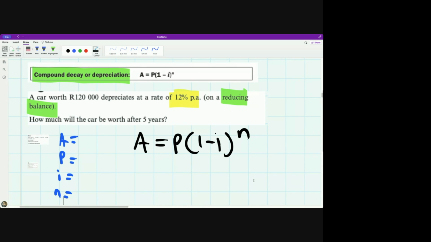I think I'm going to need to get my calculator out here. Let me go and find it while you work on that.